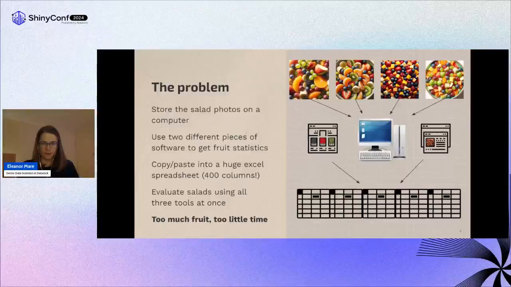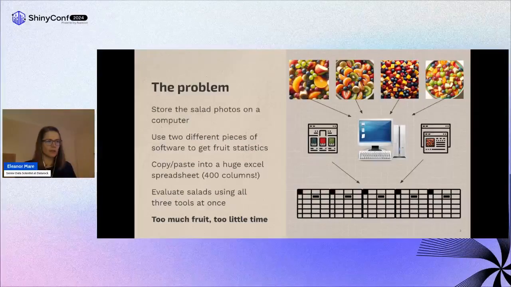They would receive photos of the fruit salads, store them on a computer in the office. They would have to use two different pieces of software to extract the statistics of the fruit that they needed. And they would copy and paste data from those two bits of software into a massive Excel spreadsheet. And then by flicking back and forth between the software and the Excel, they could look at all the data and the images and make their evaluations. So this process worked, but it couldn't scale. It could take them weeks to go from getting the images of the fruit to providing the evaluations to the other parts of the business.